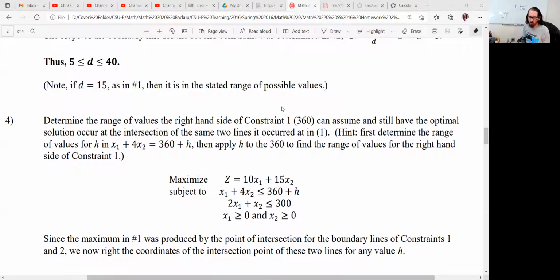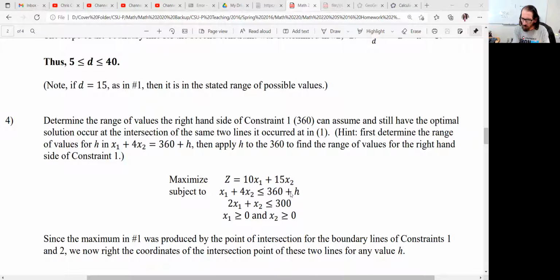Remember that this is part of a playlist and it refers back to an original question. So I'm going to link that if you haven't viewed that. We found that the optimal solution was at the corner point produced by the intersection of x sub 1 plus 4x sub 2 equals 360 and 2x sub 1 plus x sub 2 equals 300. So I'm going to show by Gauss-Jordan elimination in just a moment how to find out what that corner point was, because that's not the method I used originally.